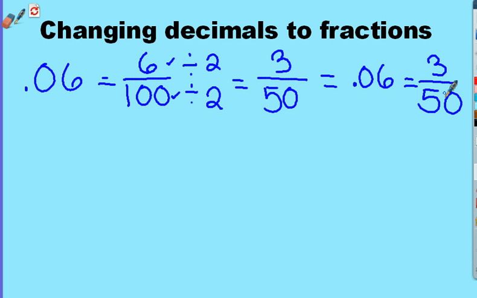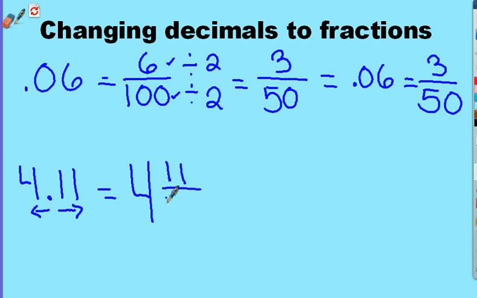Let's do one where we have a mixture of whole numbers and decimals. 4 and 11 hundredths. We're going to take this now. Any number to the left of the decimal is a whole number. Anything to the right of the decimal is a decimal. So this is going to turn into a mixed number. We write the large number 4, and then our decimal 11 hundredths is 11 over 100.